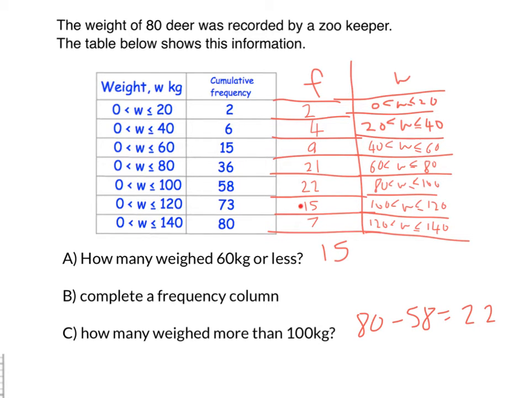If you do it from the frequency, how many weighed more than 100? Well, this group here is bigger than 100. It's 100 to 120, 15. And this group's bigger than 100. It's 120 to 140. So if you add the 15 and the 7, you get 22. So either way, your answer's 22.